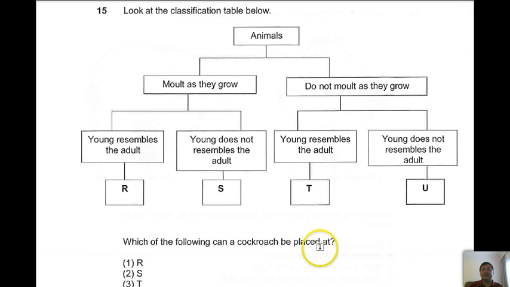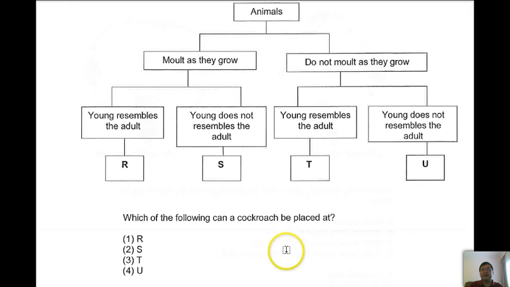Okay, this is interesting. Below it says, which of the following can a cockroach be placed at? R, S, T, U. When you look at this, some knowledge you need to have is that cockroach young resemble the adult. So cockroach young resemble adult can be this, young resemble adult, or this. It's not S, it is not U. Left with two, quite simple, right?